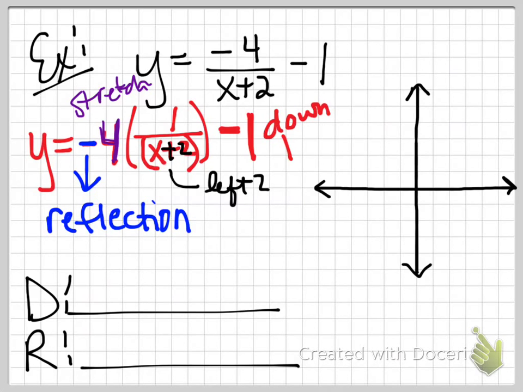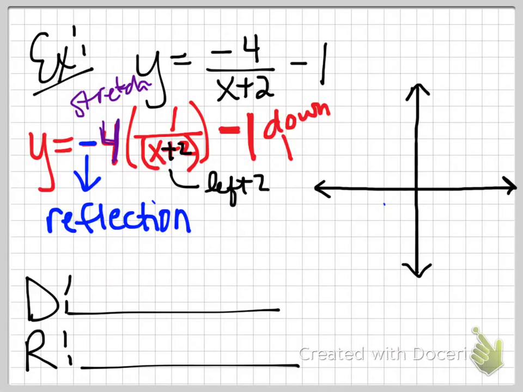So in my steps, the first thing I'm going to do is go left 2 from the origin and down 1, and I'm going to hover there. I'm putting a tiny dot so you can see where I am, but I'm not actually marking that. I'm just letting you see where it is. That's called your vertex.